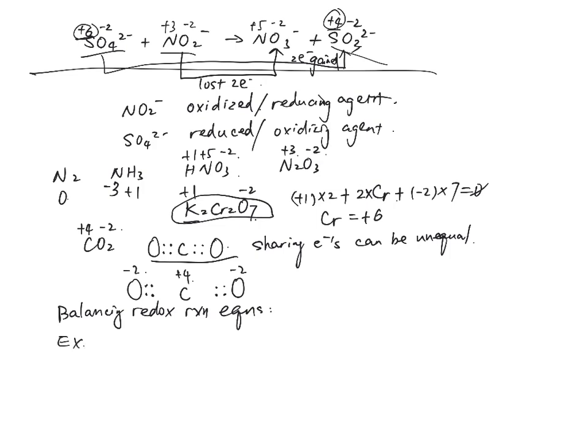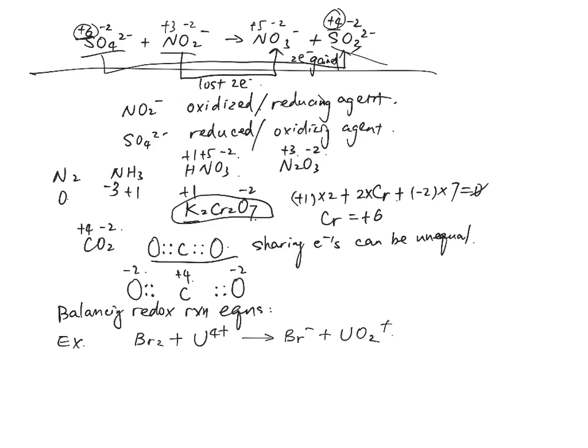Okay, so take a look at this next example. This is a bromine molecule reacting with a uranium 4 plus ion and producing bromide ion and UO2 plus polyatomic ions. How do I balance this redox equation?